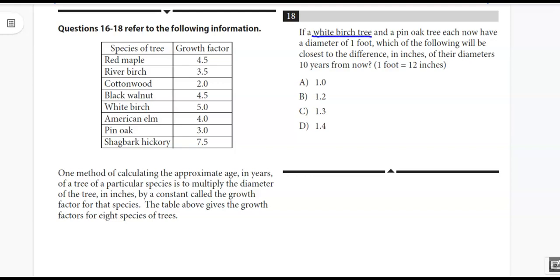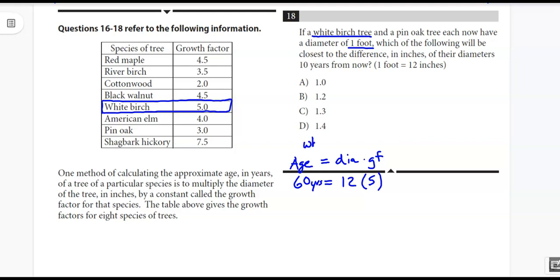So we have a white birch that has a diameter of 1 foot right now. Let's check that out. The white birch is right here, diameter of 1 foot. Right now we have this formula: age equals diameter times the growth factor. The age we don't know yet. We do know the diameter is 12 inches and the growth factor is 5. So this white birch is 60 years old. We're going to call this the white birch data.